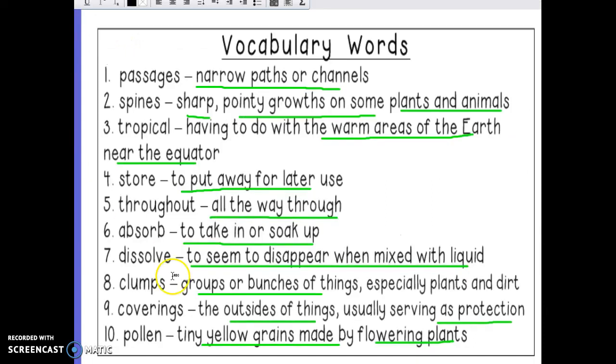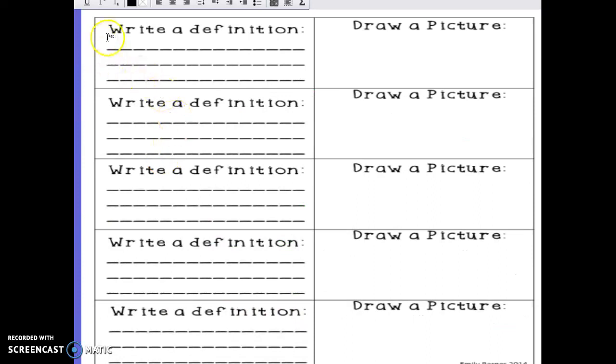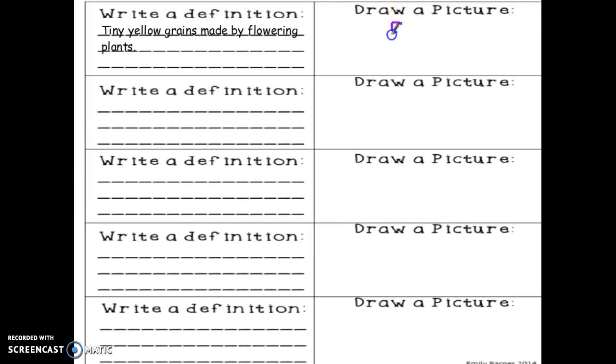So the definition for pollen was tiny yellow grains made by flowering plants. So on definition, that's what I'm going to write. Tiny yellow grains made by flowering plants. Okay, draw a picture. Remember, there's no right or wrong picture. The picture you draw is the picture that helps you remember the meaning or connect to the meaning of the word. So here's a flower.